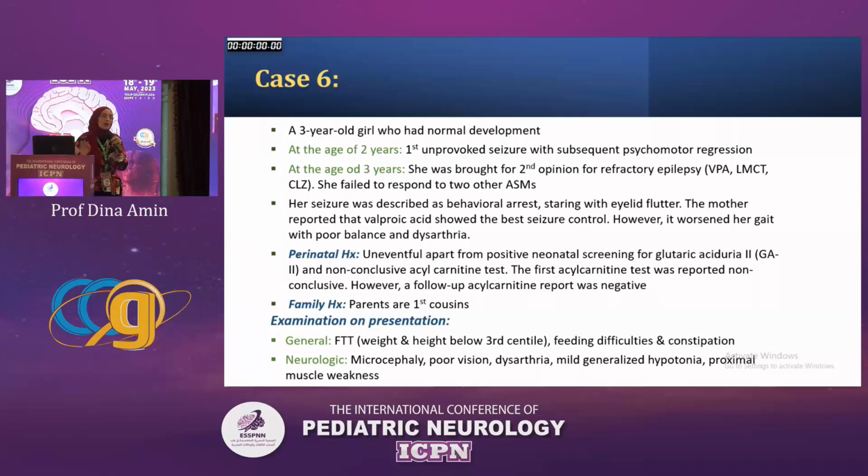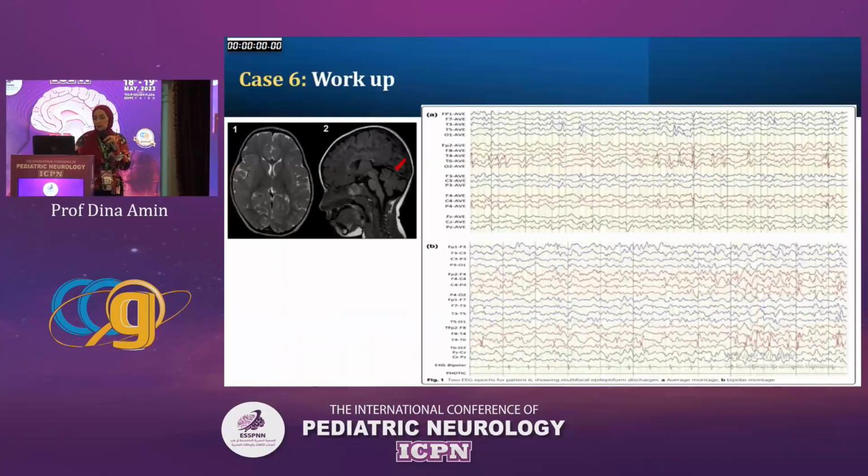Perinatal history was uneventful except for a positive suspicious screening for glutaric aciduria and a non-conclusive acylcarnitine test. The first acylcarnitine test was reported non-conclusive. However, a follow-up acylcarnitine report was negative. Family history: they were first cousins. On general examination, she was failing to thrive. She has microcephaly, poor vision, dysarthria, generalized hypotonia, and proximal muscle weakness. This is her MRI that shows cerebellar atrophy, and the EEG showed multifocal epileptiform discharges.